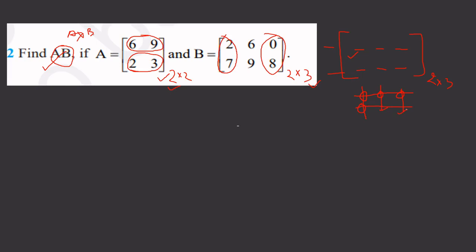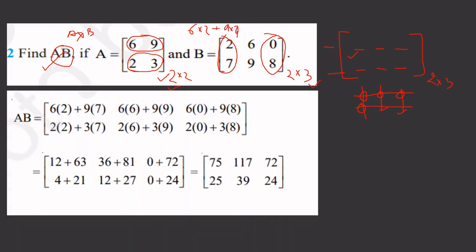So for the first entry, what do we have to multiply? 6 into 2 plus 9 into 7. 6 into 2 plus 9 into 7, what is it? 7, sorry. So there is the answer. 6 into 2 plus 9 into 7 gives 12 plus 63, which is 75. See that our resultant is 2 cross 3.